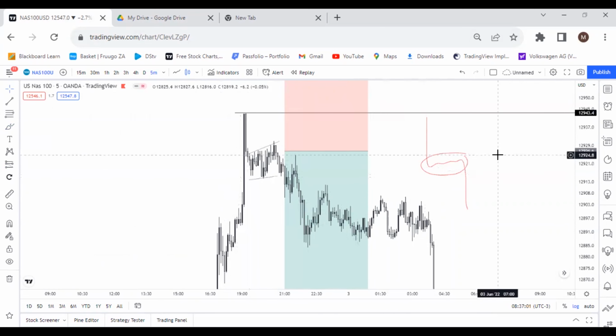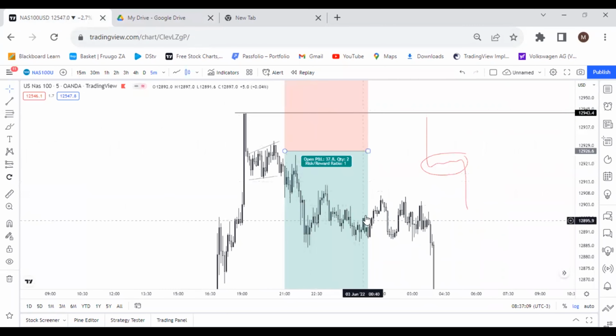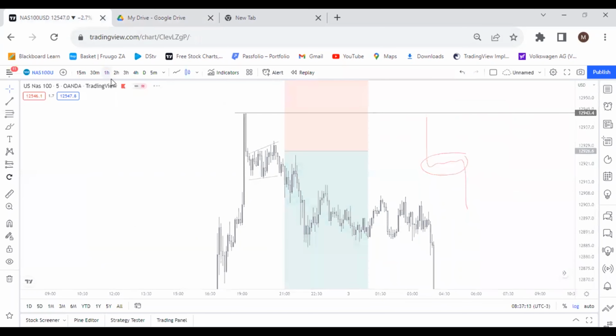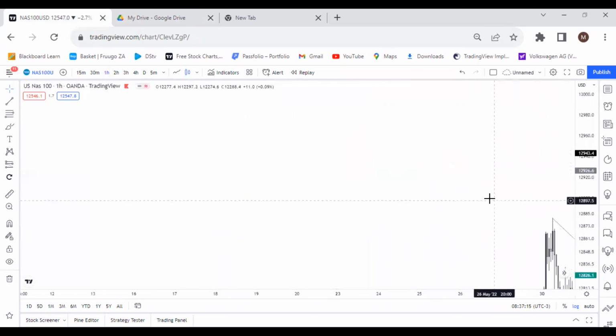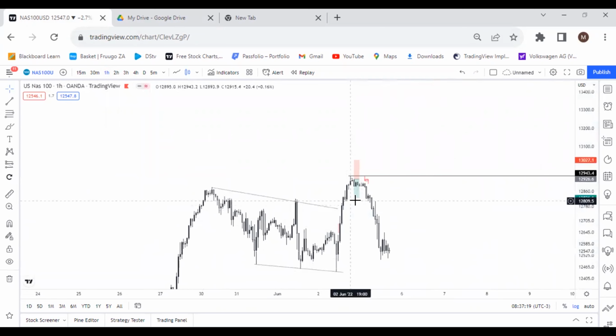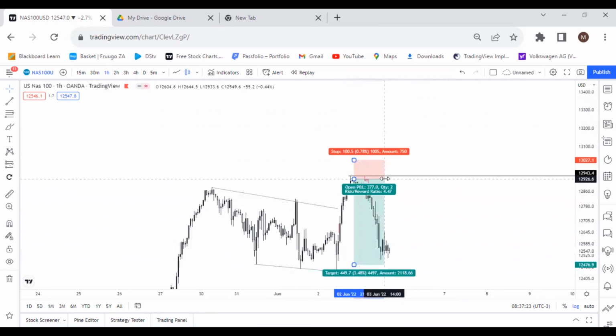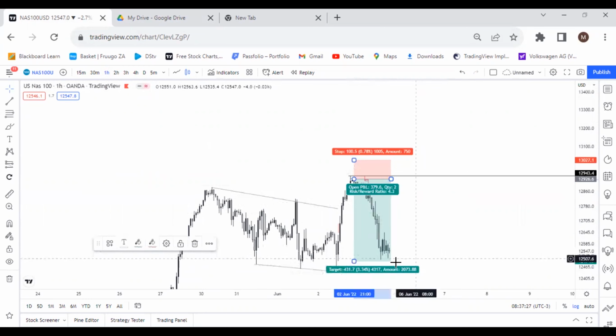So I waited for the correction. As you can see, this is the correction that I was waiting for, and the market sold off. So I'm just gonna show you how much the market sold off by. As you can see, the market just literally turned and went down so many pips.